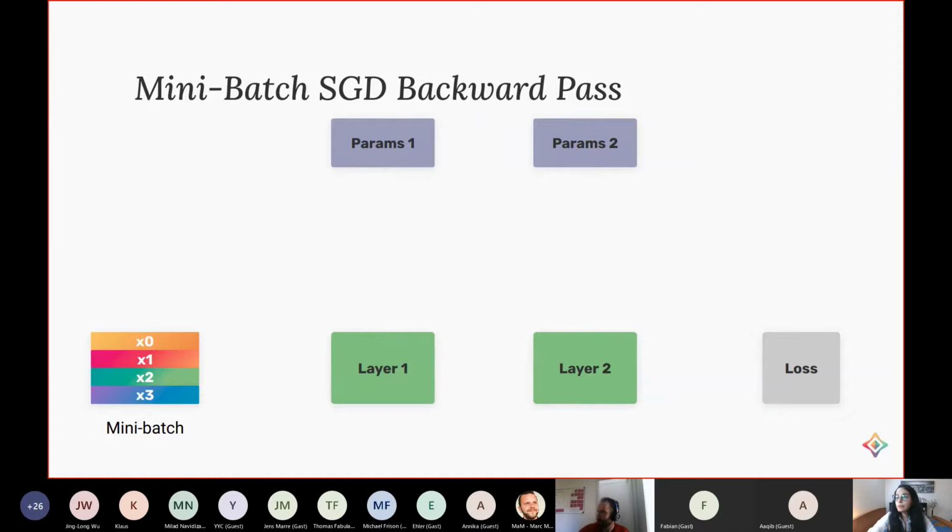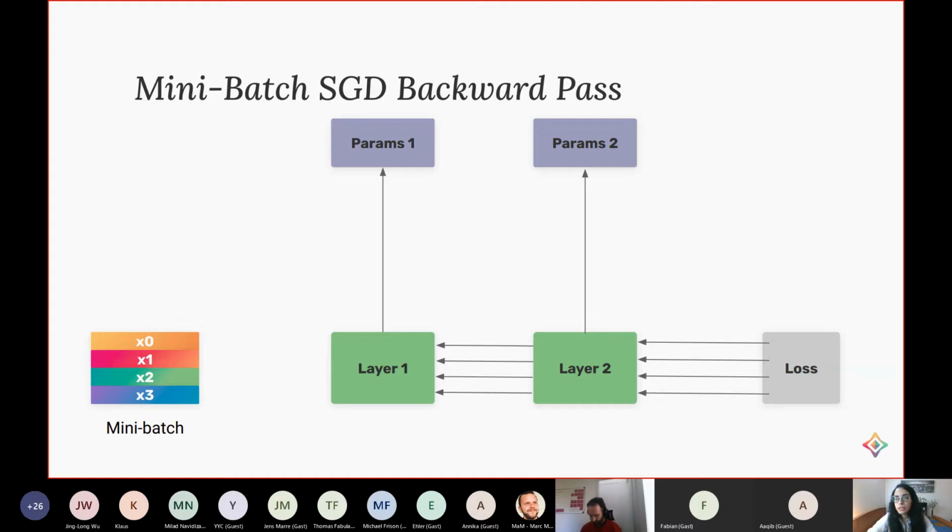This is what the forward pass looks like. Now we're going to look at the backward pass of mini batch stochastic gradient descent. We'll start from the loss function, propagate the loss gradients backwards across each layer, and that's what's going to update the parameters. So this is your normal stochastic gradient descent optimizer. Now we're going to look at a differentially private version of this stochastic gradient descent optimizer.